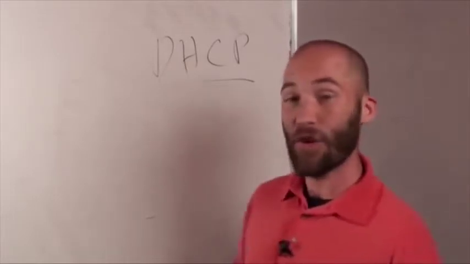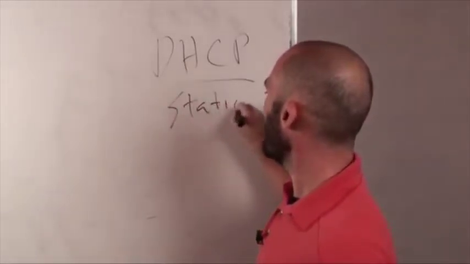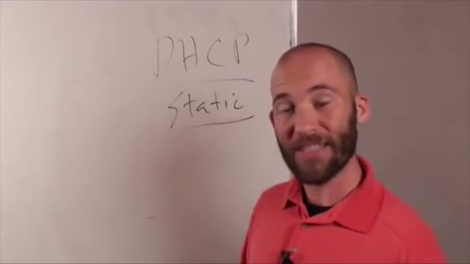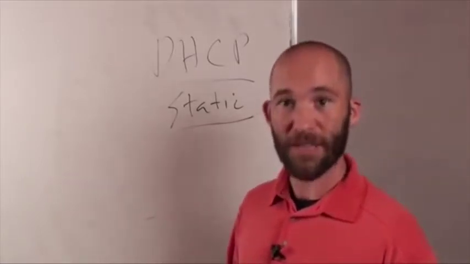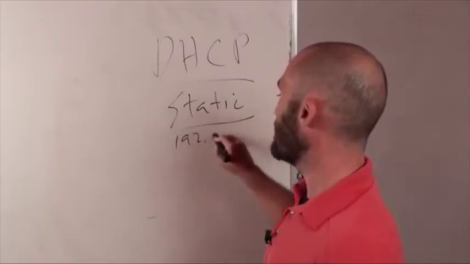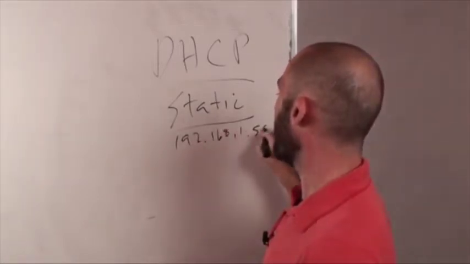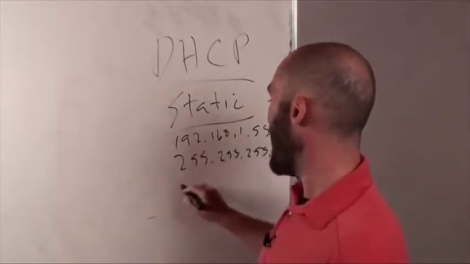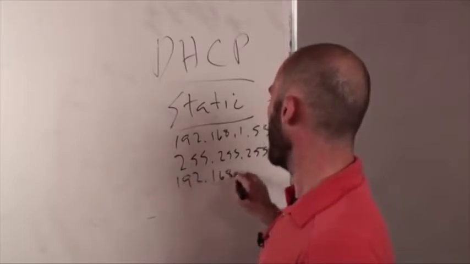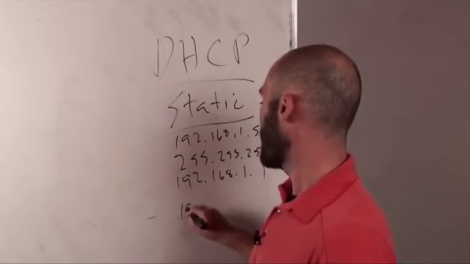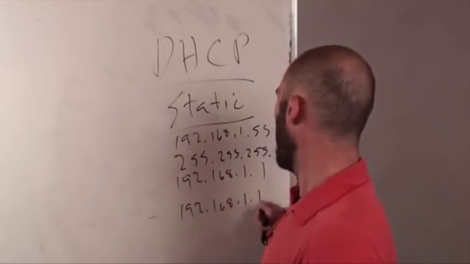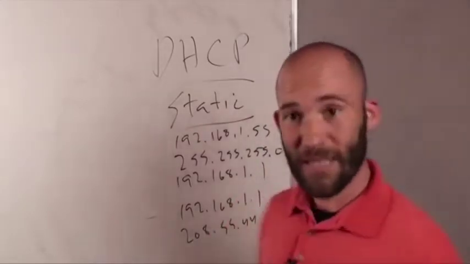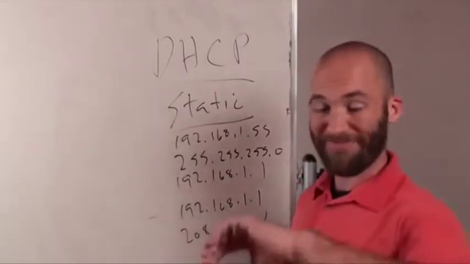The first is by giving your computer what is called a static IP address. What this means is you sit down at your computer or the device and you plug in all the information manually. So you say this computer has an address of 192.168.1.55, has a subnet mask 255.255.255.0, has a default gateway of 192.168.1.1, and the DNS servers are 192.168.1.1 and 208.55.44.1.